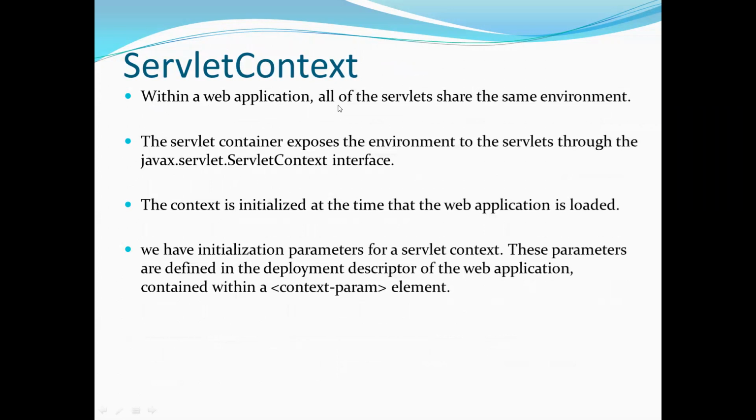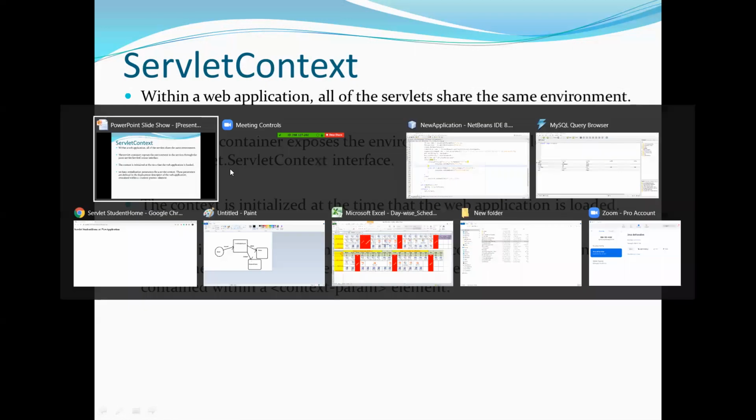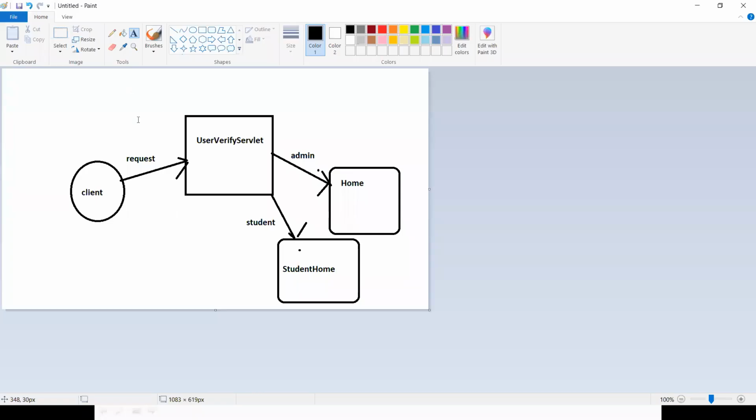Within a web application, all of the servlets share the same environment, and the servlet container exposes the environment to the servlet context. When the servlet context gets initialized, it gets initialized at the time the web application is loaded. So in our web application, there will be only one object of servlet context. So suppose you have only one object. Okay, so to explain this, let's come to this.